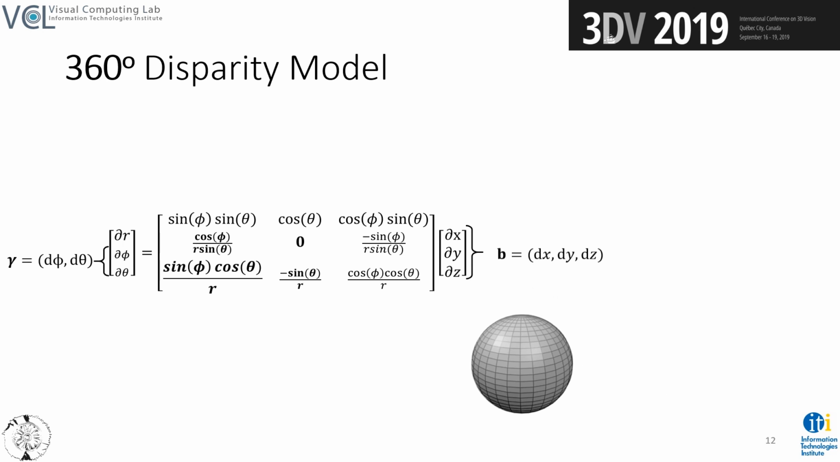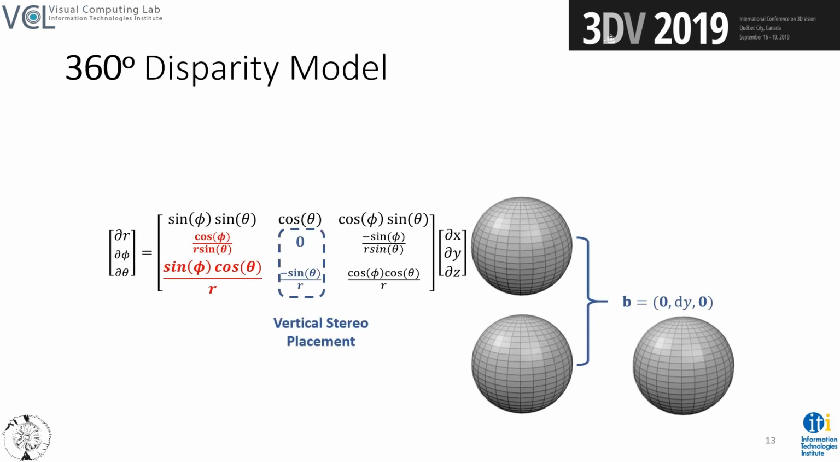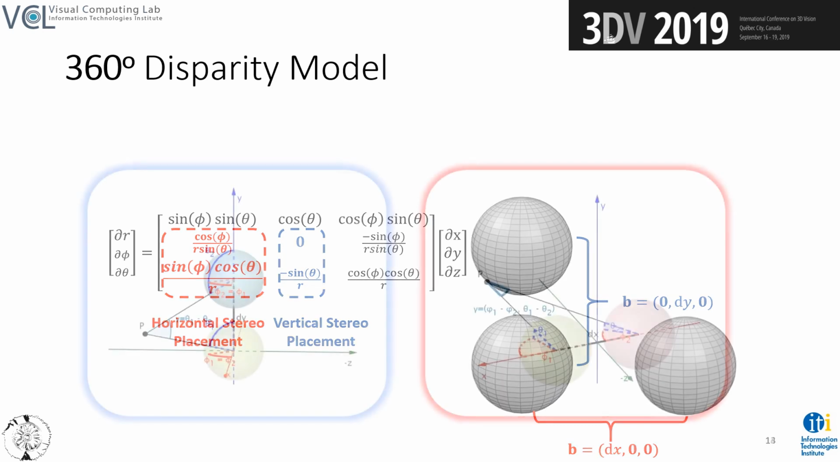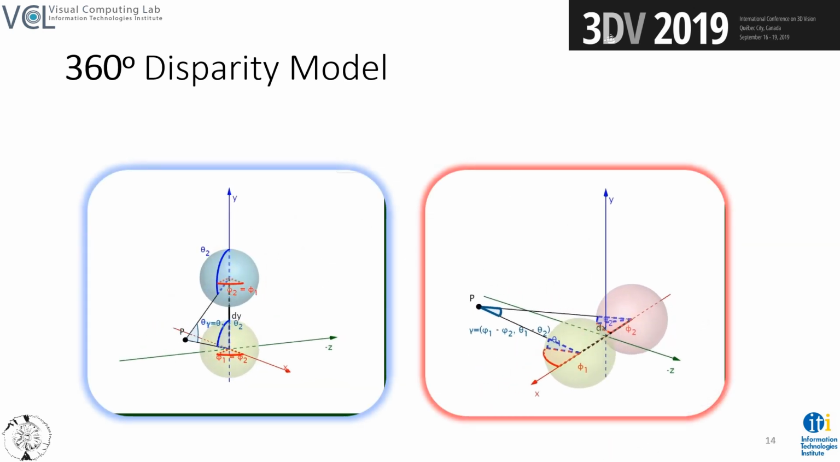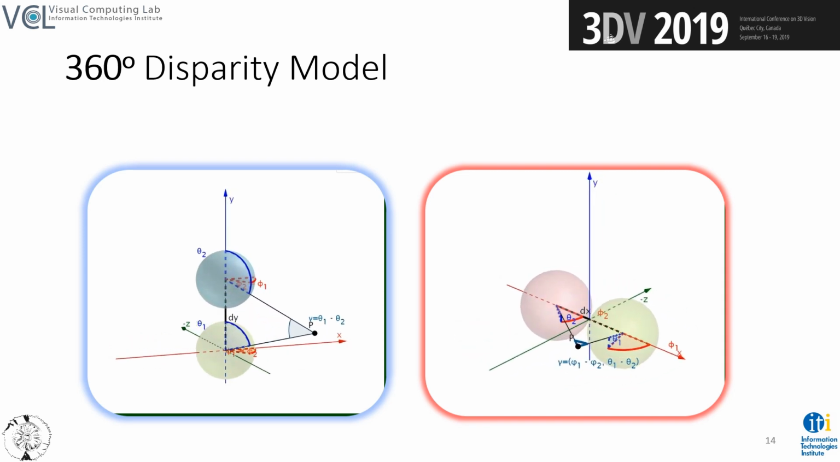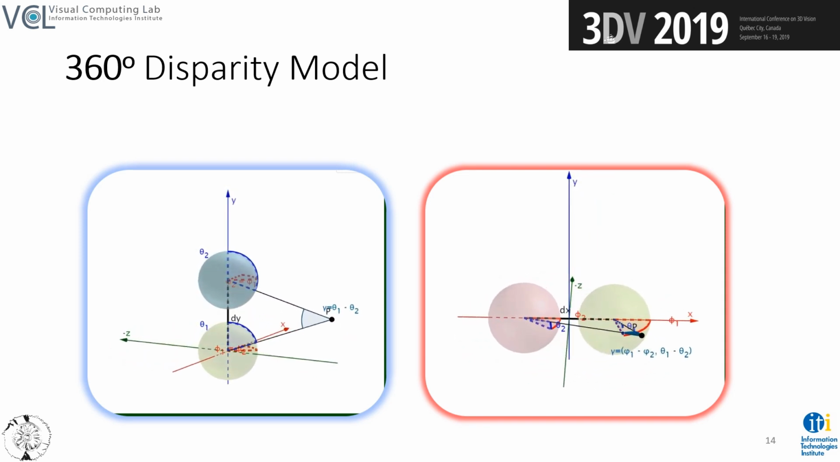The spherical disparity gamma is expressed as a function of depth and the displacement vector, or otherwise the baseline b. We can then arrive at a disparity definition for traditional single-axis baselines. We observe that there is no horizontal disparity on the equirectangular image for the vertical placement, while both disparity directions are needed for horizontally displaced viewpoints.